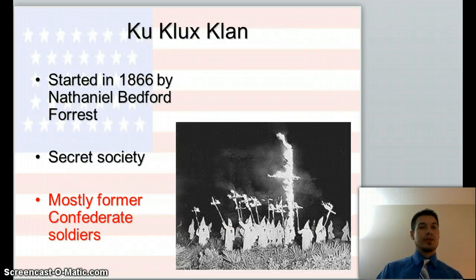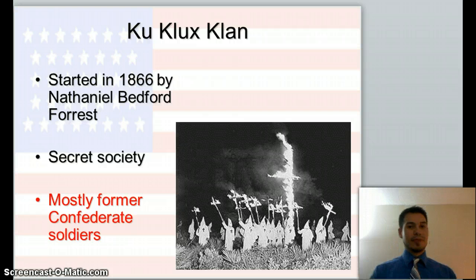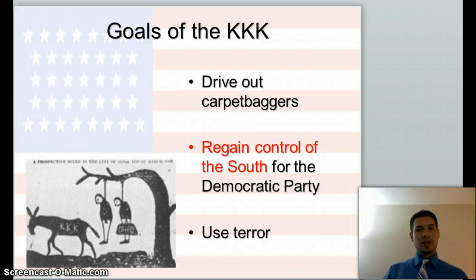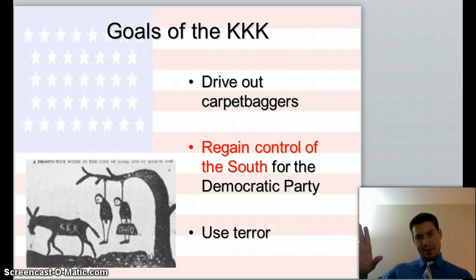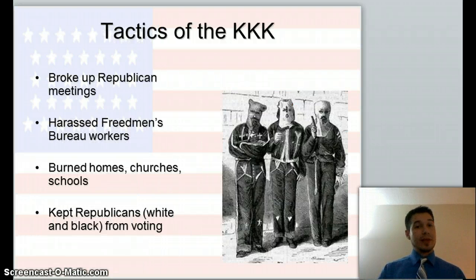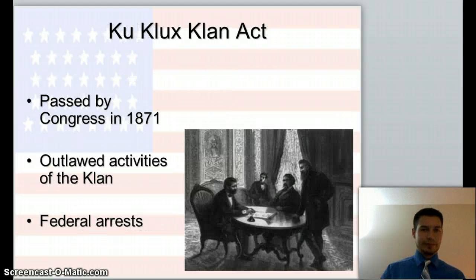These are going to be your Democrats as well as your Ku Klux Klan, the KKK, led by Nathan Bedford Forrest. These are mostly former Confederate soldiers, and their goals were to drive out the carpetbaggers coming down to help out the freedmen and regain control of the South. Now, the tactics were to break up Republican meetings, harass Freedmen's Bureau workers, and burn homes, churches, and schools. These kept Republicans from voting.